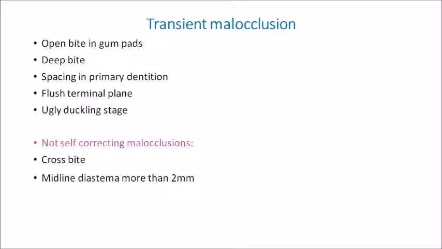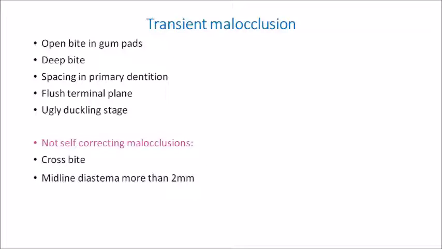Then coming to the mixed dentition period, flush terminal plane. Flush terminal plane is a normal observation in the mixed dentition period, a primary dentition period. And ugly duckling stage. Ugly duckling stage in the mixed dentition period is also a normal phenomenon. It's a self-correcting malocclusion. There is no need for any active intervention for any of these self-correcting or transient malocclusions.